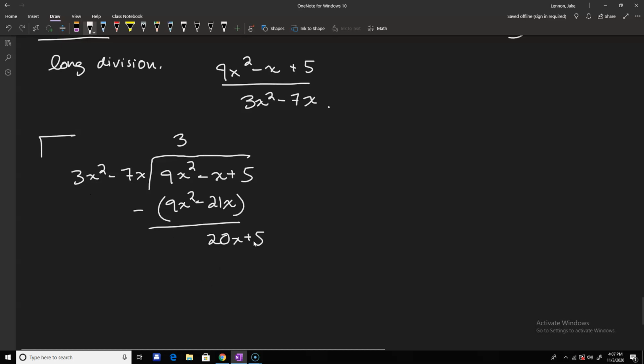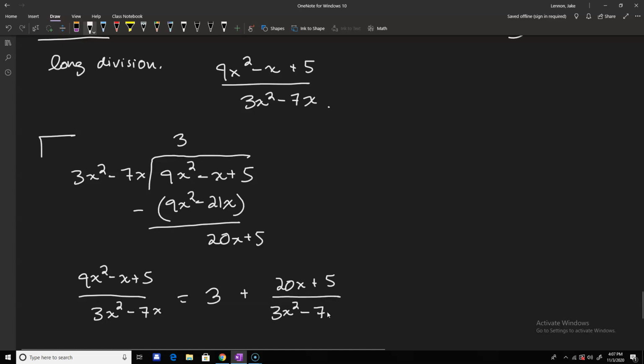The degree of 3x squared minus 7x is 2, and the degree of the remainder is 1, and once the degree of the remainder is smaller than the degree of what you're dividing by, then the division process ends. So that tells me that my 9x squared minus x plus 5 over 3x squared minus 7x is just 3 with that remainder of 20x plus 5 over the divisor of 3x squared minus 7x.